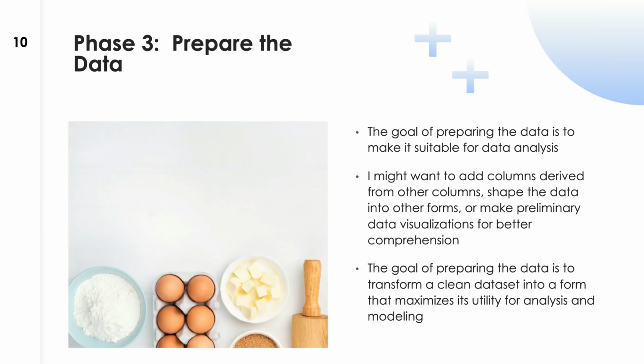The third step of the data analysis involves preparing the data. The goal of preparing the data is to make it suitable for data analysis. In this phase, I might want to add columns derived from other columns, shape the data into other forms, or make preliminary data visualizations for better comprehension. The goal of preparing the data is to transform a clean dataset into a form that maximizes its utility for analysis and modeling.